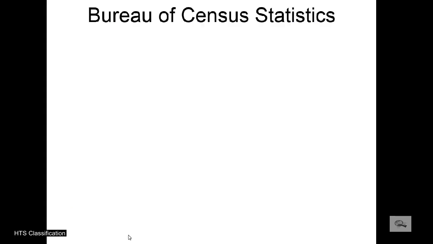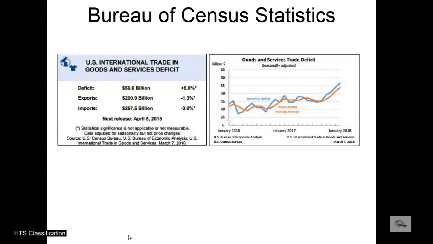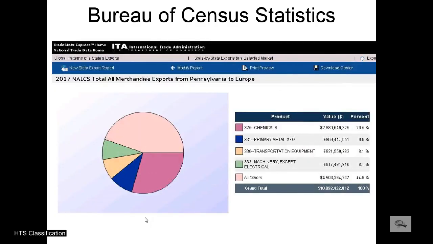Product classification is used to compile trade data. In aggregate, the value of the current U.S. trade deficit is calculated, or specific information is available of what was exported from specific U.S. states to regions of the world.